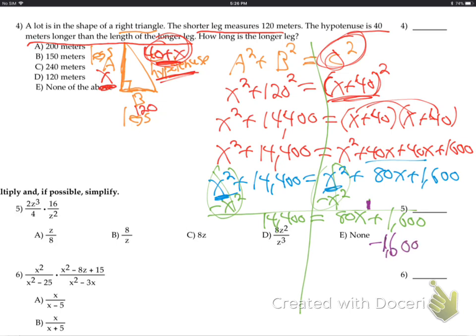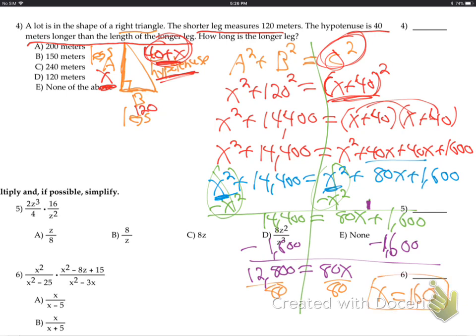Subtract 1,600 from both sides. So let me use my calculator here. I'm getting 12,800. This is 80x. Last step to get x alone, divide by 80 on both sides, and I'm getting 160. So x is 160. Oh, careful, what are they asking for?